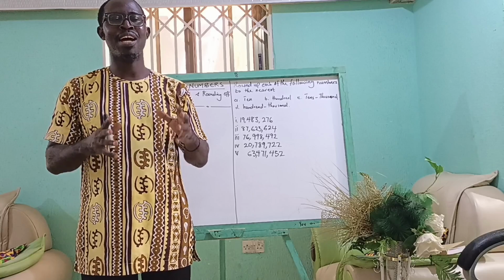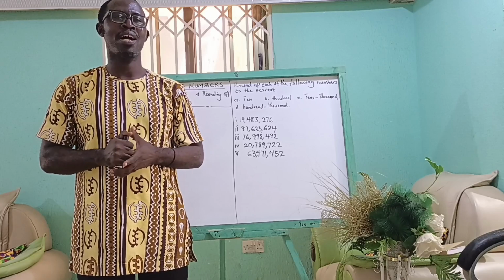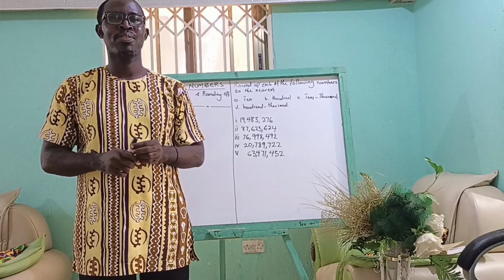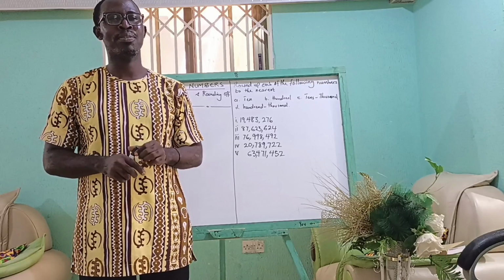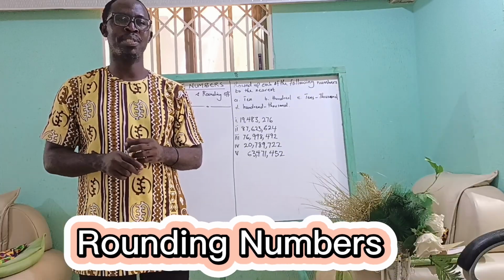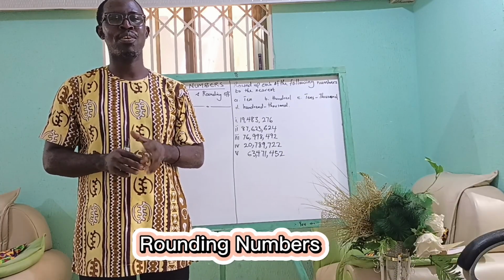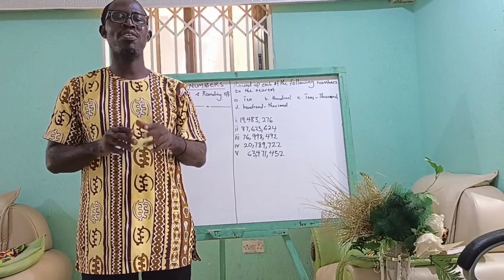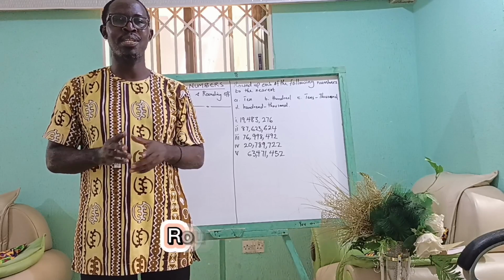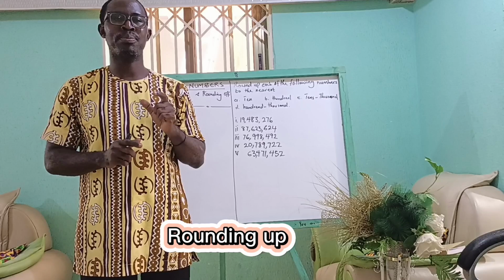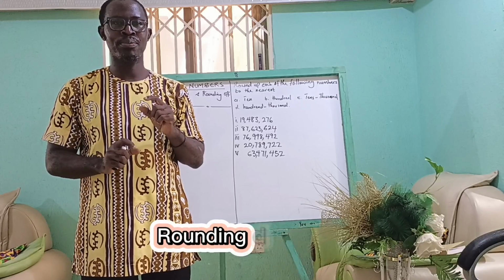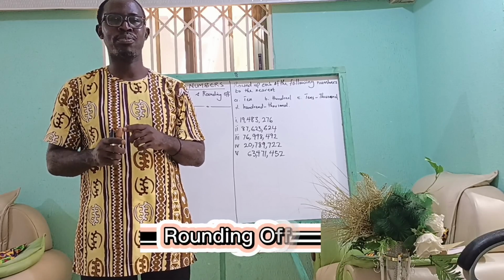Today we are learning another aspect of our lesson. We are talking about rounding of numbers. Rounding of numbers can be grouped into three. We have rounding up, rounding down, and then rounding off.